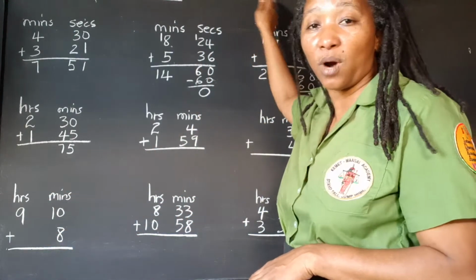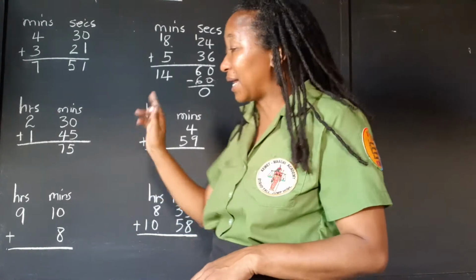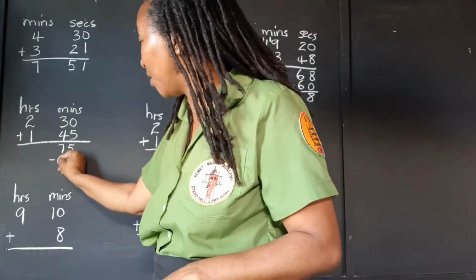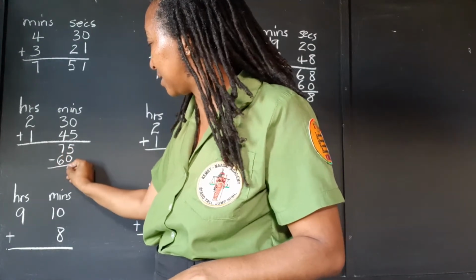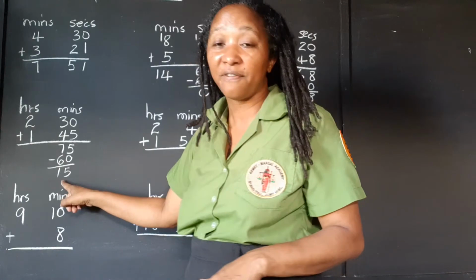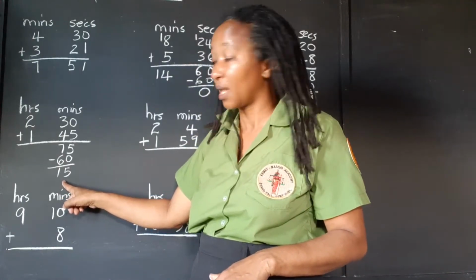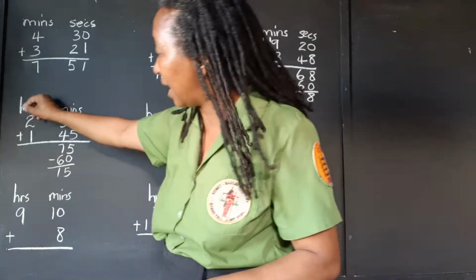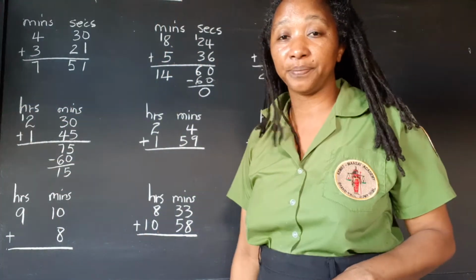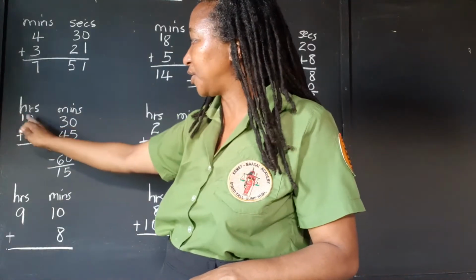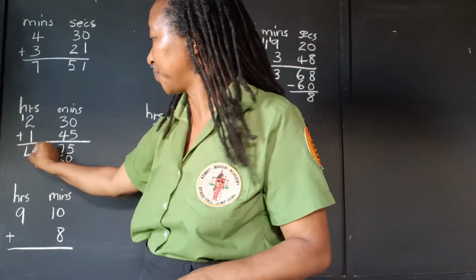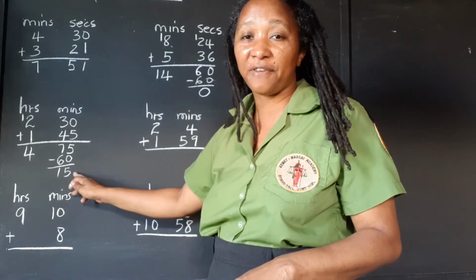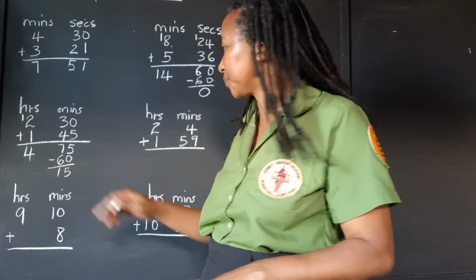60 minutes make 1 hour. So we can get a batch of 60 out of the 75. We can get an hour out of the 75 minutes. We're going to be left with 15 minutes. This batch of 60 minutes that we took out, we're going to bring it over here as 1 hour. 1 plus 2, 3, and 1, 4. Our final answer is 4 hours and 15 minutes.